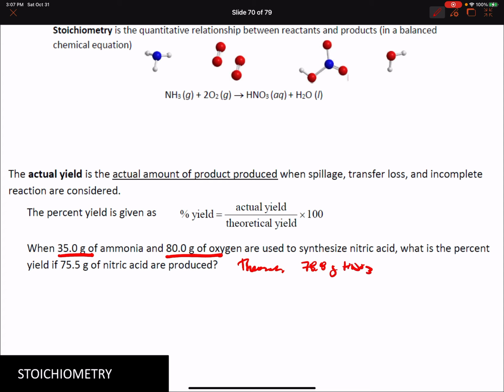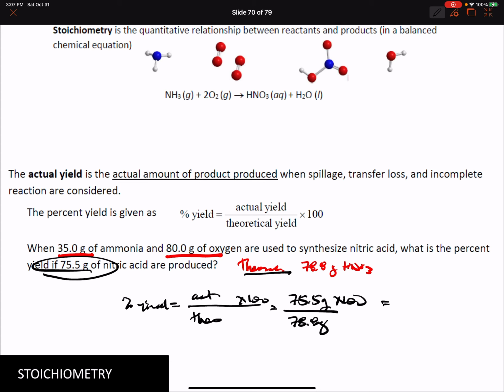So to calculate the percent yield, if you have time, write out your equations. It's going to be actual over theoretical times 100. The actual tells me we make 75.5 grams, over 78.8 grams, times 100, right? We calculated the theoretical yield. So that gives me a 95.8% yield.